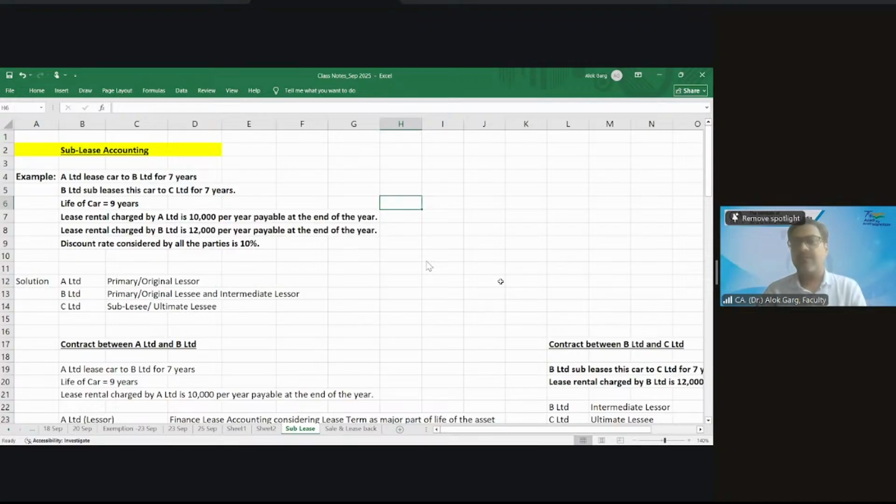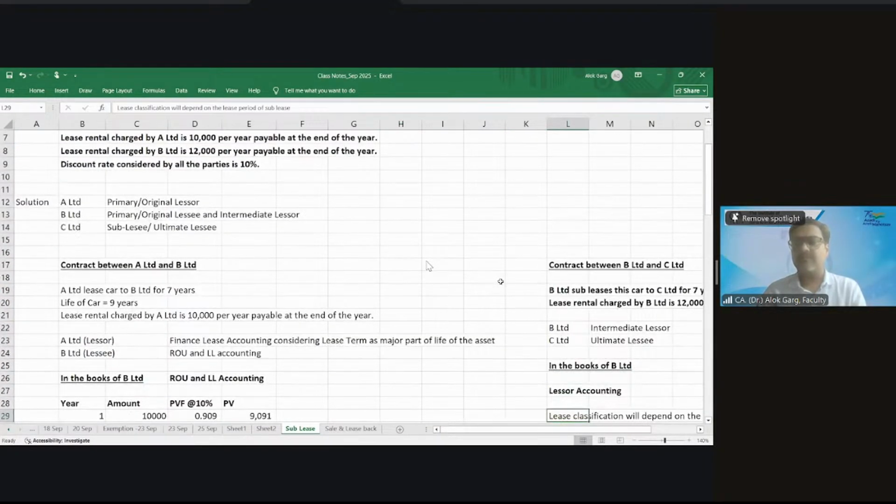Right, sir. Another question, which is not yet completed: the ultimate lessee also recognizes the right of use asset, and he is also going to depreciate the asset. Then the depreciation in this case, on both, how can both use the depreciation? That's what my question is.